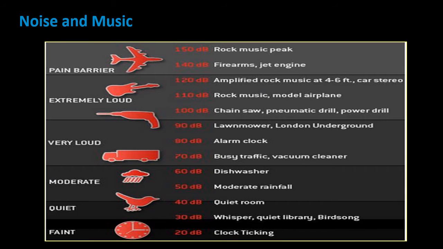The table shows the level of sound produced by different objects or activities. The SI unit for measuring the level of sound is decibel. That is, 1 decibel is 1 by 10 of a bell. Even the smallest exposure to a sound of 140 decibels causes immediate and permanent damage to human ears and gives an acute pain.